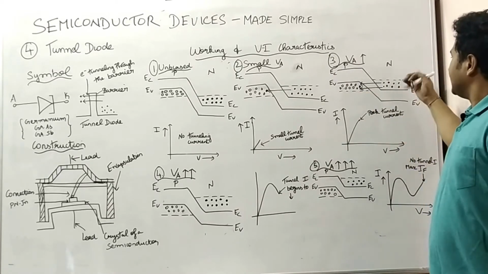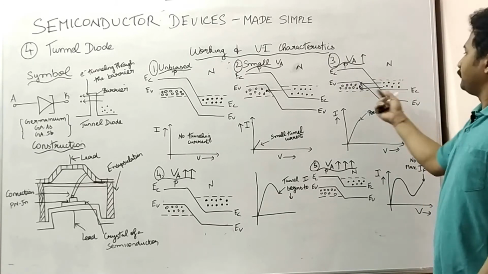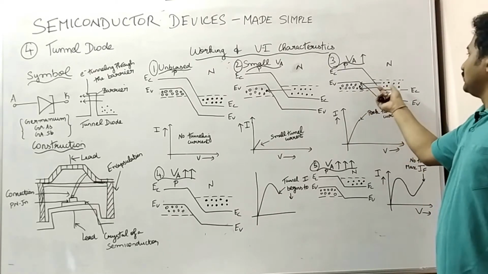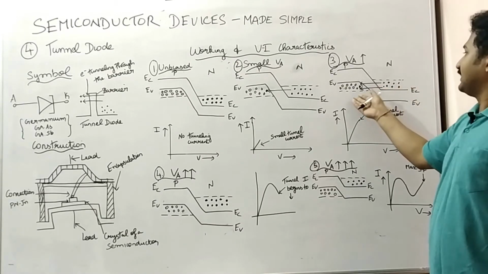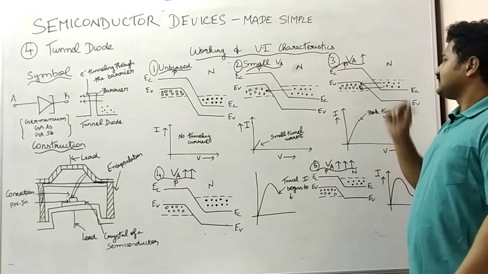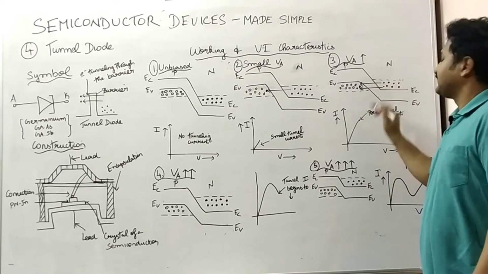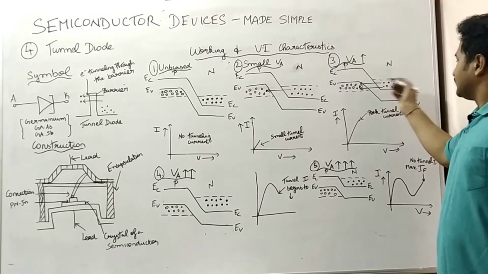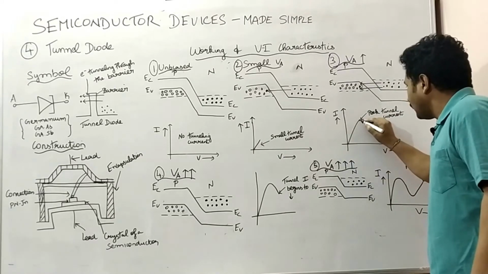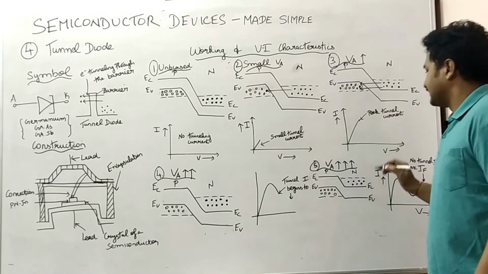After the small applied voltage, the applied voltage is further increased. Here what happens? There is proper or full overlapping of electrons in the conduction band and the holes in the valence band. So effective tunneling takes place. If effective tunneling takes place, we can achieve the peak or maximum tunneling current in this region.